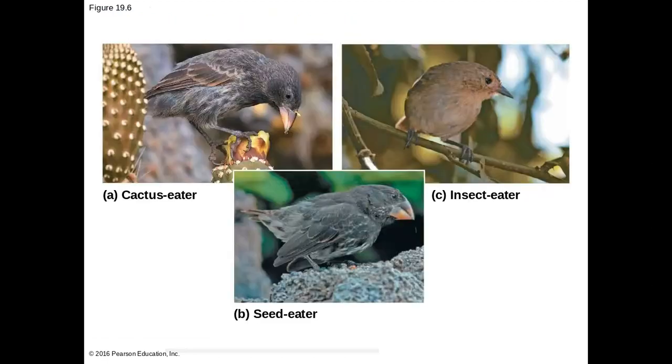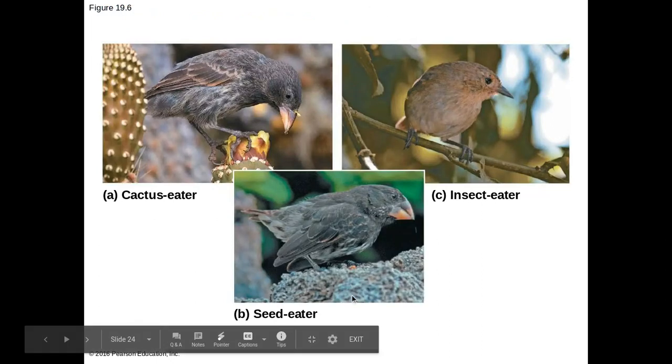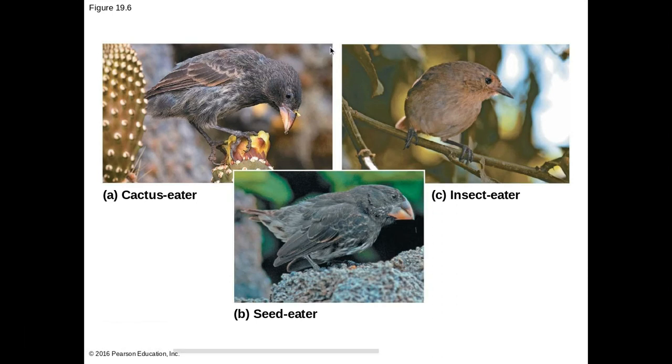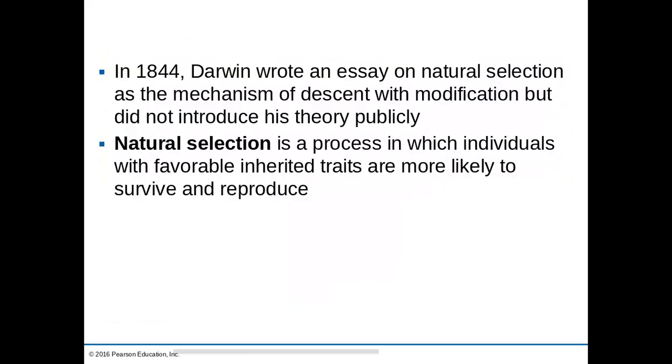And so he recognized that they all seemed very closely related. You can see these two look almost identical, but their beaks are very different. This one's a cactus eater, a seed eater, and then this finch is an insect eater.